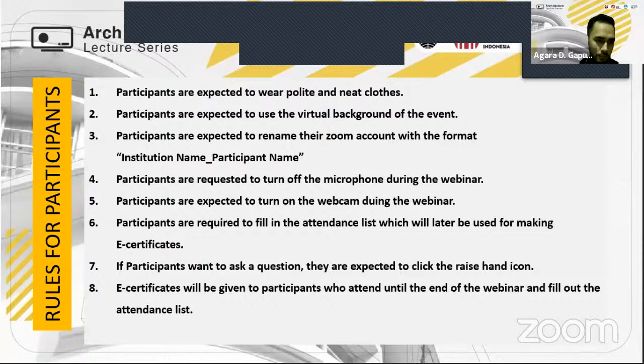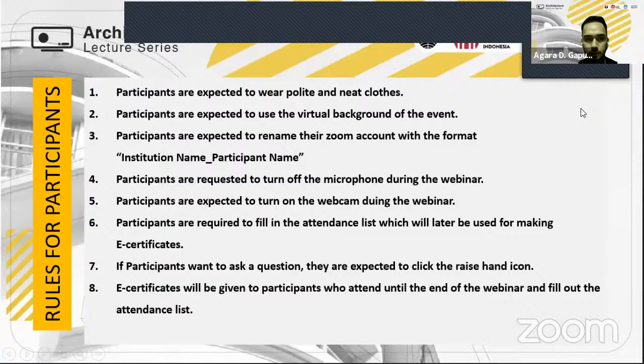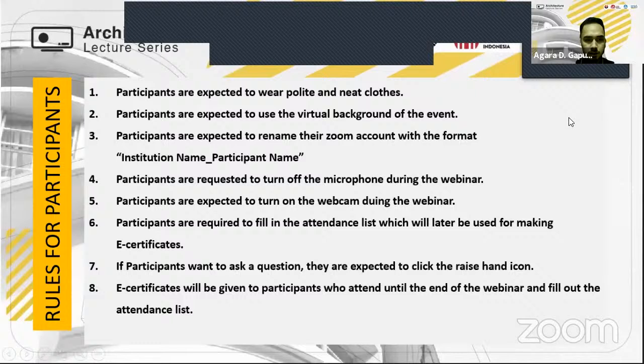The rules for the participants are: the participants are expected to wear polite and neat clothes. Participants are expected to use the virtual background of the event. Participants are expected to rename their Zoom account with the format of institution name underscore participant name. Participants are requested to turn off the microphone during the webinar. Participants are expected to turn on the webcam during the webinar.